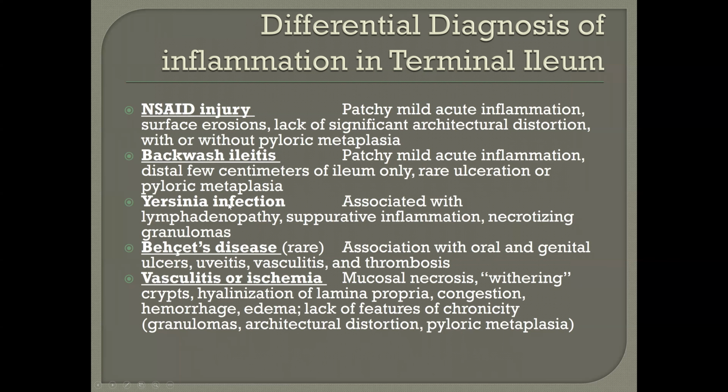Infection with Yersinia also can be associated with ulceration and active inflammatory disease in the terminal ileum and associated lymph nodes. Behçet's disease, very rare. Oral and genital ulcers, uveitis, vasculitis, and ileitis. And then, of course, vasculitis and ischemic changes with so-called withering crypts, hyalinization, a characteristic of ischemic changes. This is not usually confused with Crohn's disease.